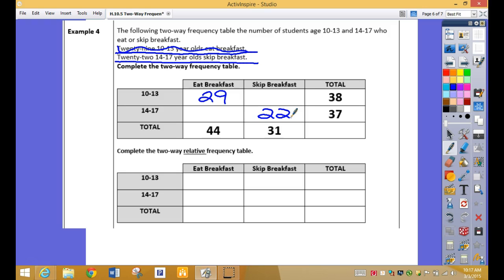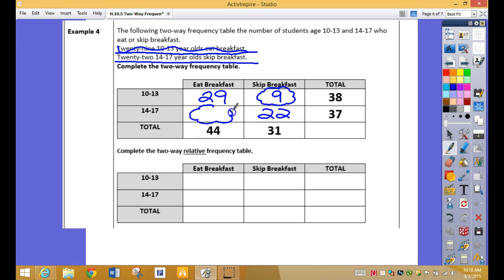Now we can find our missing numbers just by having those on there. How can I find this number right here? I subtract. I can either take 38 minus 29, or I can take 31 minus 22. You should get the same answer. What is 31 minus 22? 9. What's 38 minus 29? 9. All right? So we can find that answer.